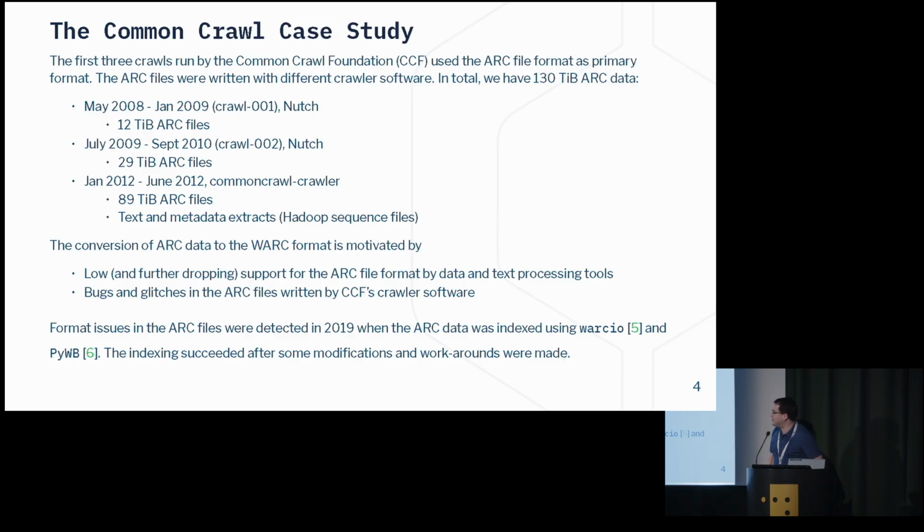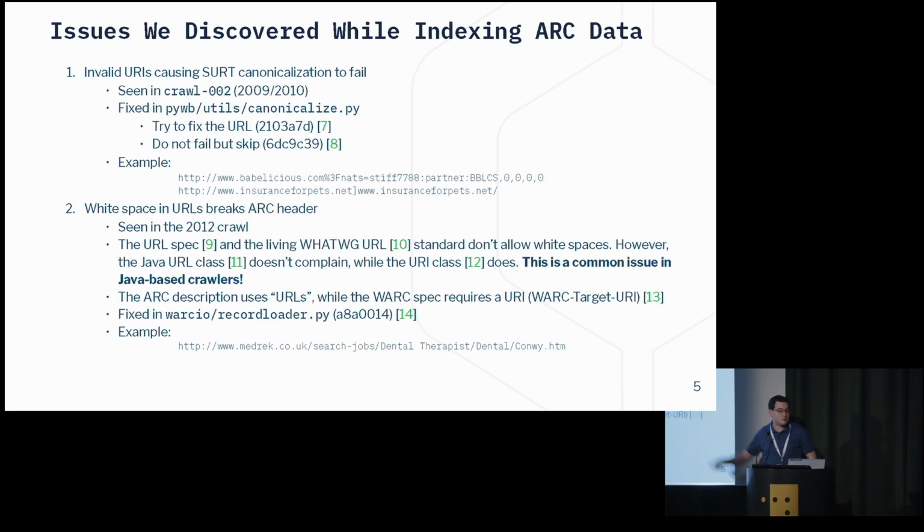Sebastian detected some problems with the ARC files in 2019 when he was indexing them using WARC.io. There were some workarounds made, and here are some of the issues he discovered. The first one is that we detected some ARC files with invalid URIs, as you can see there. In the indexing, this broke the SURT canonicalization.